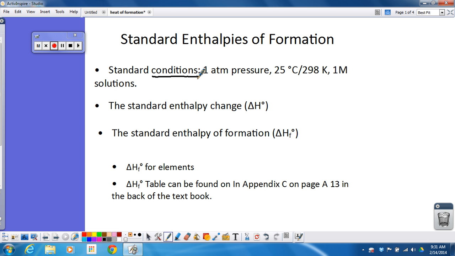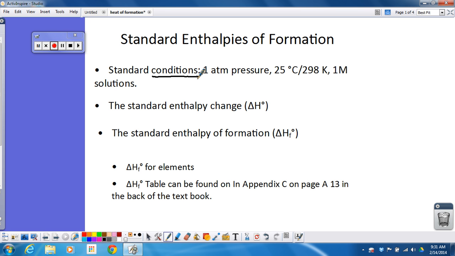Standard conditions for thermodynamics: 1 atmosphere pressure and 25 degrees Celsius, 1 molar solutions. These would be regular working conditions in the lab. This is different from STP for gases because STP for gases is 0 degrees Celsius. And no one wants to work in the lab that's at 0 degrees Celsius. It's much more comfortable to work at 25 degrees Celsius.